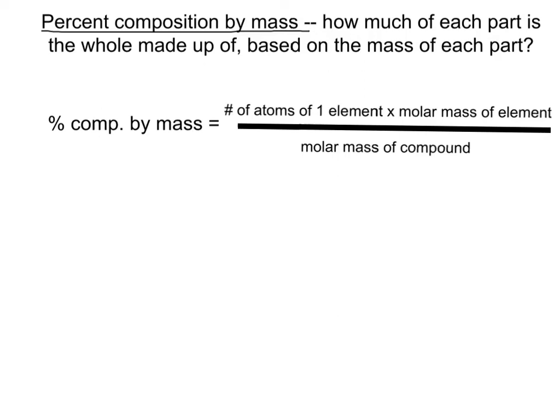So class, today we're going to talk about percent composition by mass. Percent composition by mass is basically how much of each part the whole is made up of, based on the mass of each part.